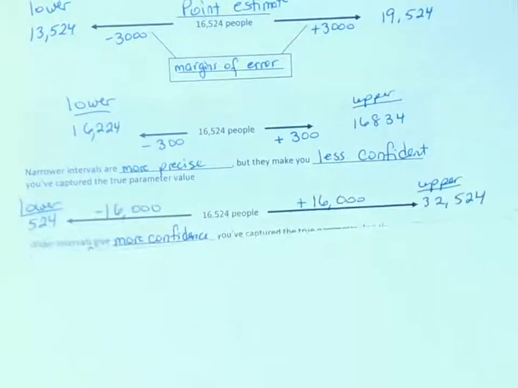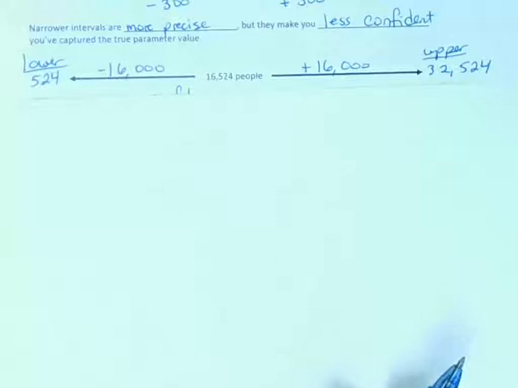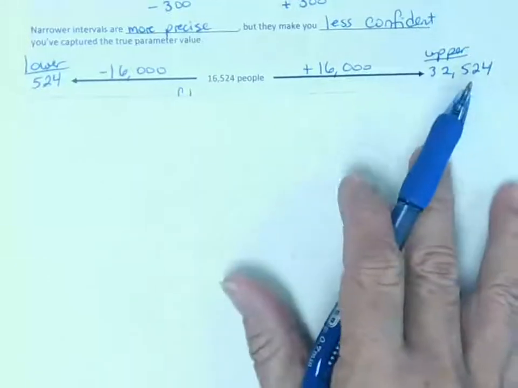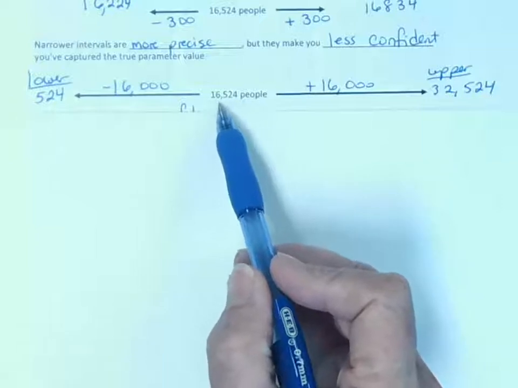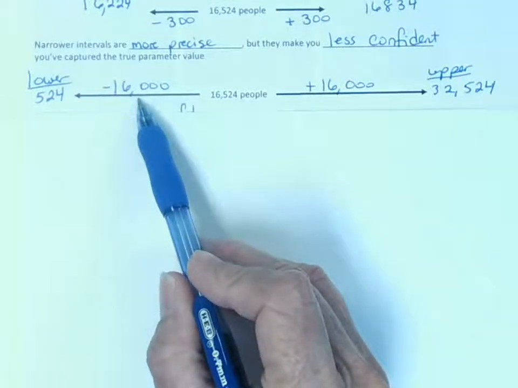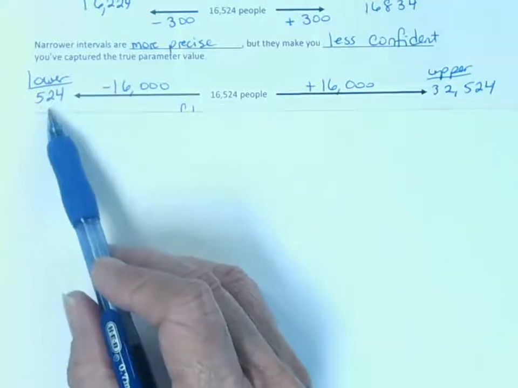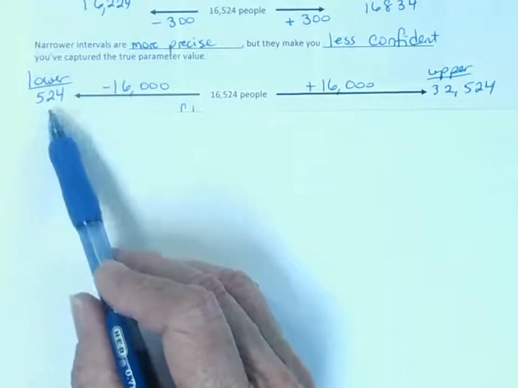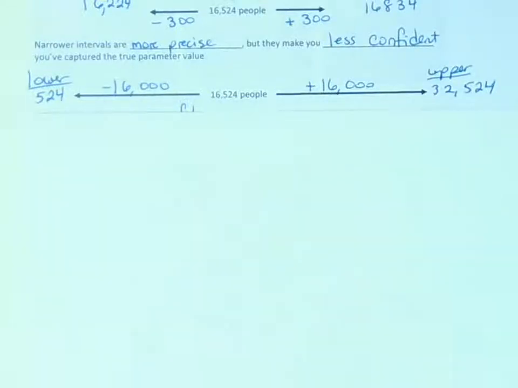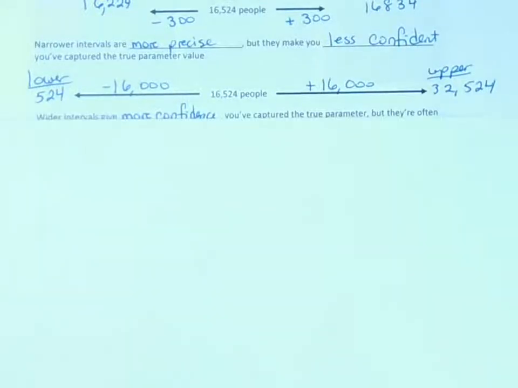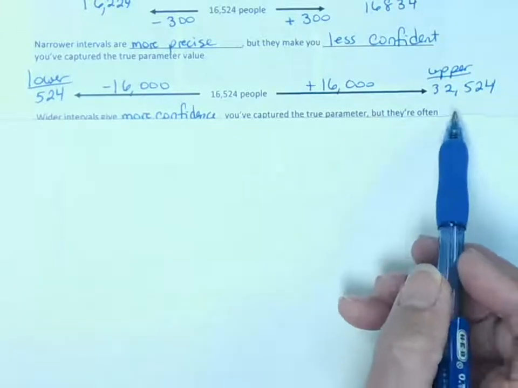So let's see. Instead of having 3,000 as my margin of error, let's make it 16,000. That's really big, isn't it? So my point estimate minus 16,000 and plus 16,000 gives me an interval that goes from 524 all the way up to 32,524. Well, that's a pretty darn big interval. I'm pretty sure I've got the true number of people in the Superdome in this interval.